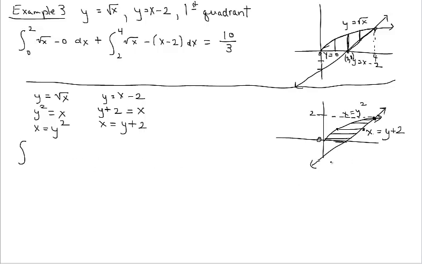So the advantage again is that it only requires one integral, but we have to solve the equations for x equals, and we have to pay attention to the fact that we now need y limits. So y is 0, y goes to 2. The right curve is y plus 2, and the left curve is y squared. Integration with respect to y, the thickness of each of those rectangles. Now that we have this set up, that's the only integral that's required.